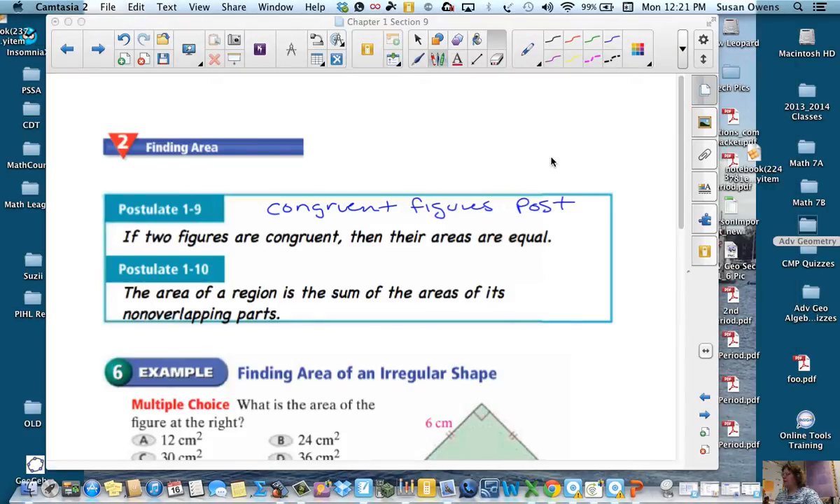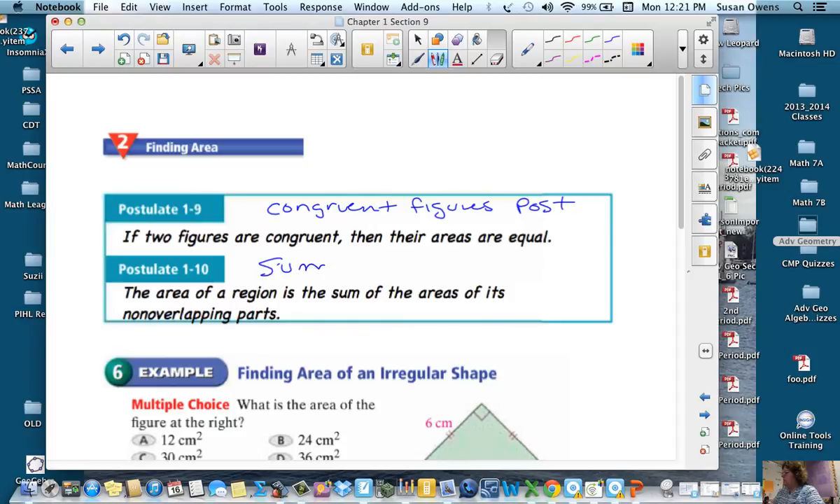So the second one says the area of a region is the sum of the areas of its non-overlapping parts. So if we have a figure that's not necessarily a square or a rectangle or a circle, what we can do is we can find its area if we can break it up into smaller figures that we can find the area of, as long as those figures do not overlap. So we can take all the small areas, we can break it up into, find those areas, and the area of the region is the sum of those areas of the parts that do not overlap. So this one I like to call the sum of areas postulate.